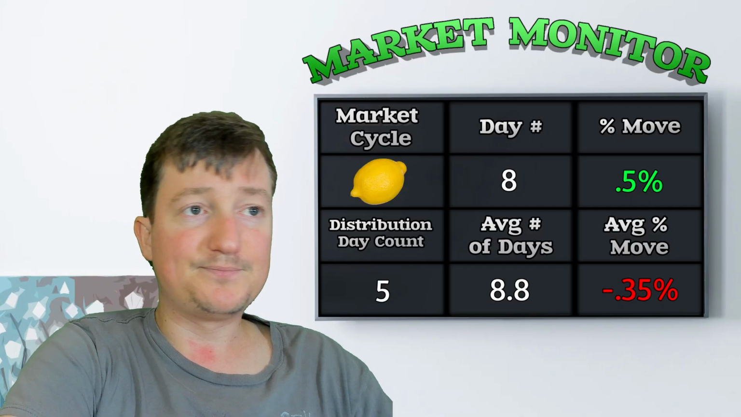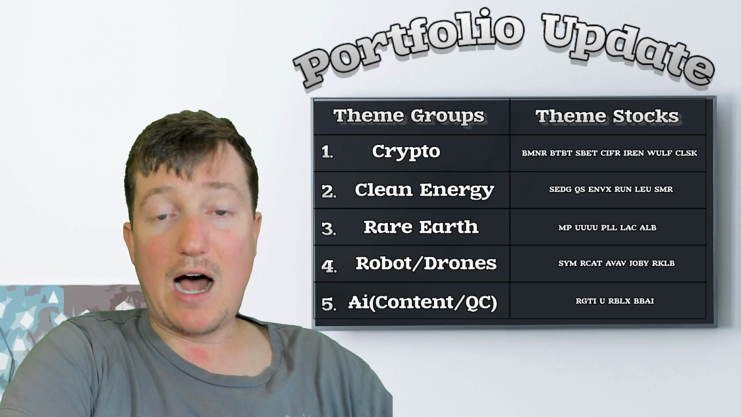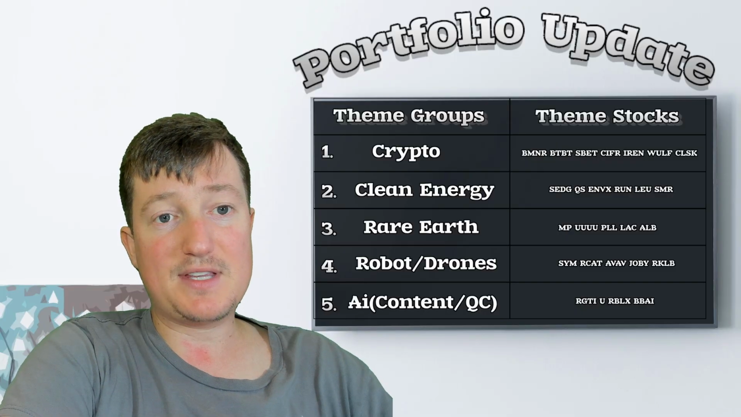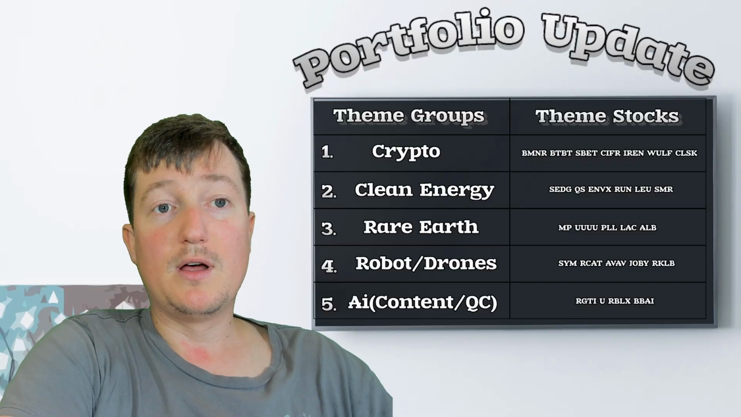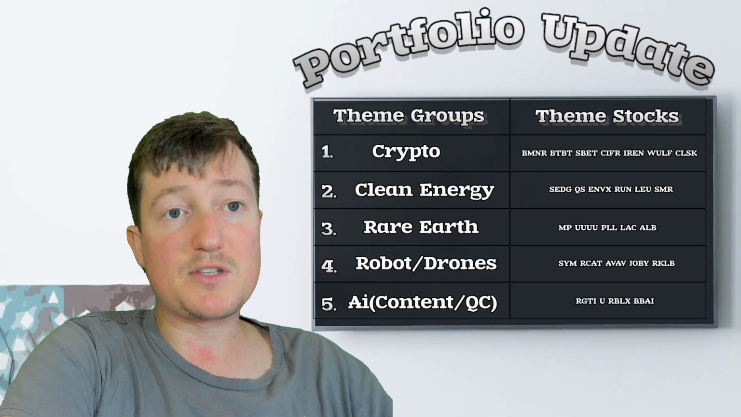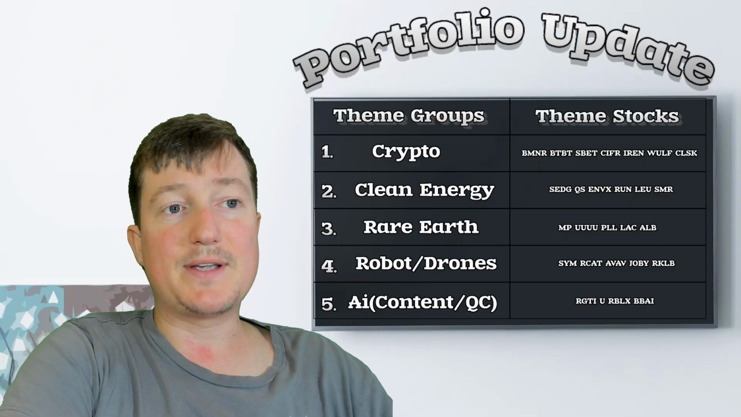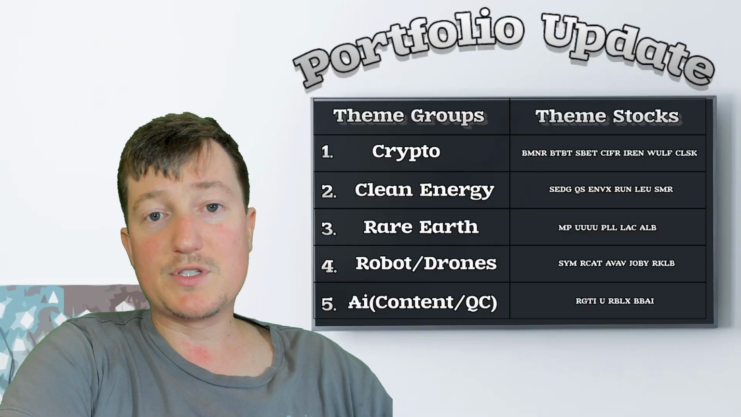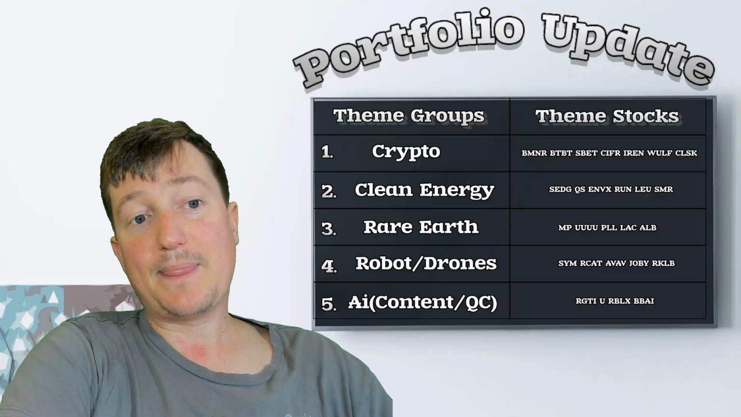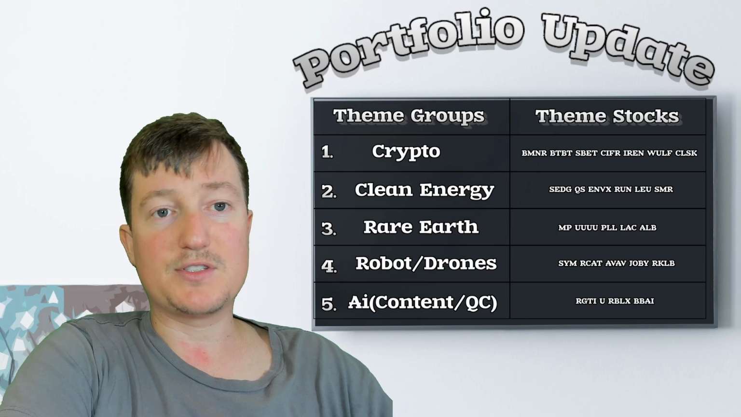So let's go check it out. All right, before we get into the TA and the charts, I just want to tell you guys what the top themes are currently in the market. As you can see here, the top theme at the moment is crypto. Then I have a list of stocks here that are associated with that theme. These are the best performing names in that group during this last uptrend and sideways cycle. Moving onwards, we have clean energy, rare earths, robots and drones, AI content, and quantum computing. And these are all the stocks associated with them.